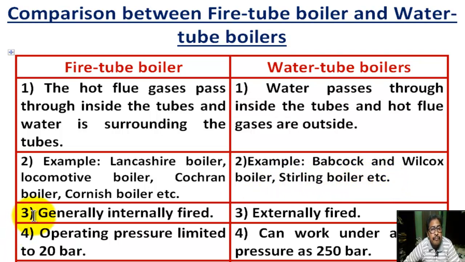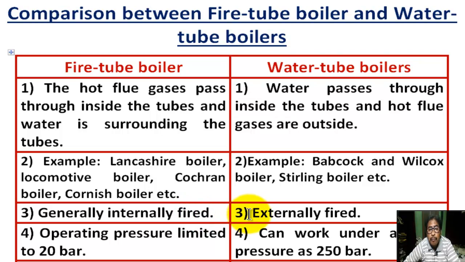Number 3, for fire tube boiler, it is generally internally fired. Internally fired means when the furnace of the boiler is inside its dome or shell, the boiler is called internally fired boiler.